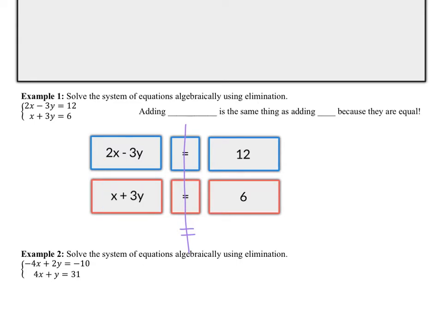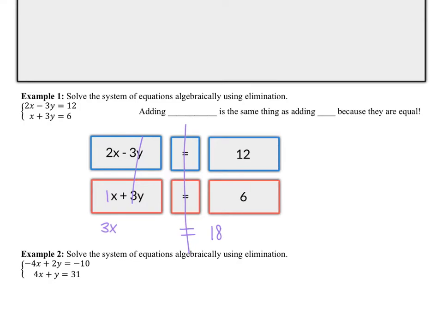So 2x plus x, remember that's just a 1x. That's 3x. And then negative 3y plus 3y are like terms, and hey, they actually zero out. They eliminate. That's the whole point of this method of solving a system of equations algebraically. We want to add so that one of the variables eliminates, and luckily, it happened. Equals on the other side, combine those like terms, is 18.